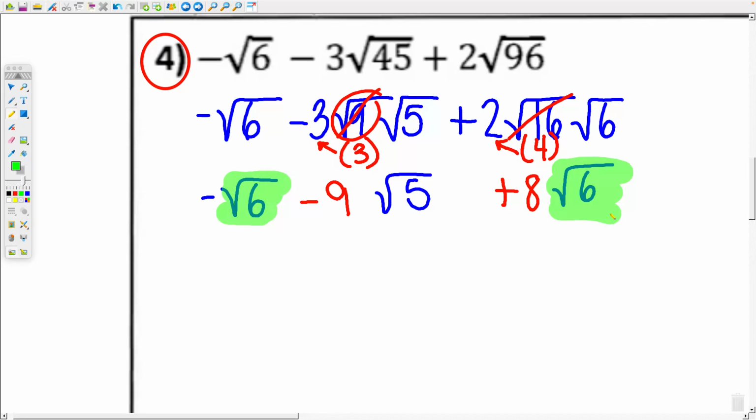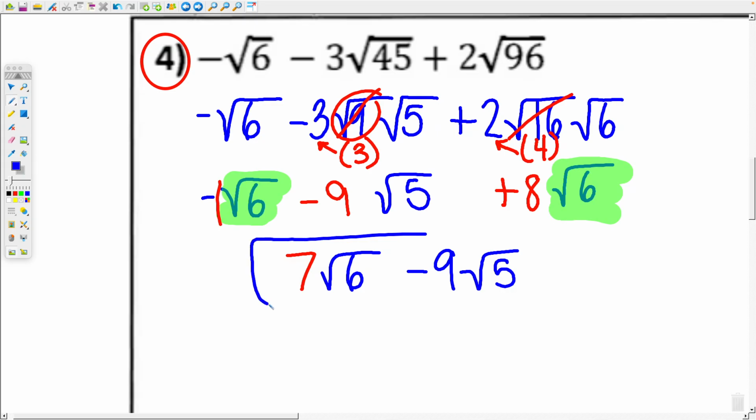There is an invisible number. Do you see it? What's the invisible number? So right here, that's going to be a negative 1, and then look at the other one. That's a positive 8. Negative 1, positive 8 is going to give me a 7. So I have a 7 for my coefficient, but I have to leave this alone. Is there something I can put with the square root of 5? So that means I just got to bring this one down, and I'm done. That's your final answer, okay?